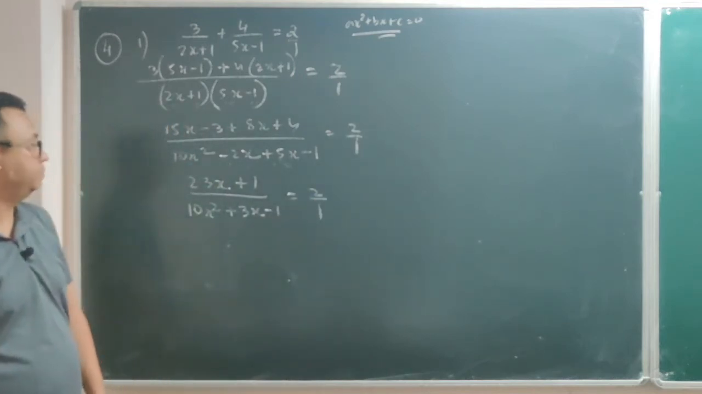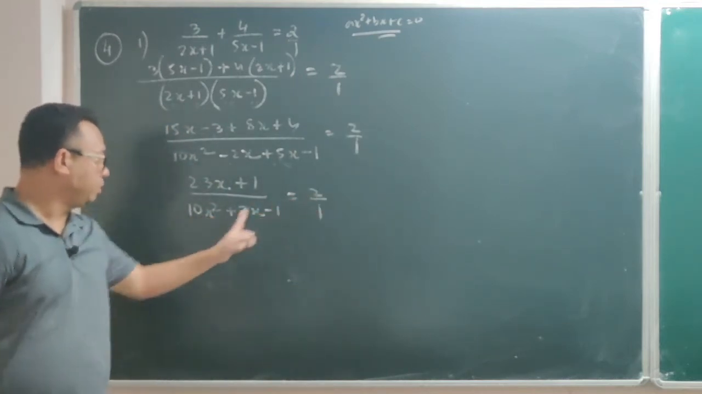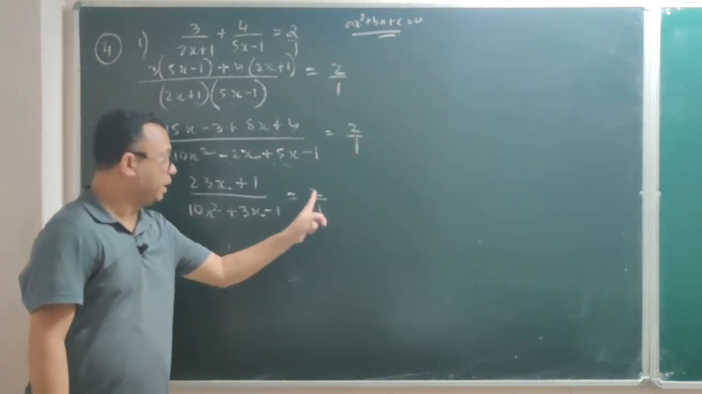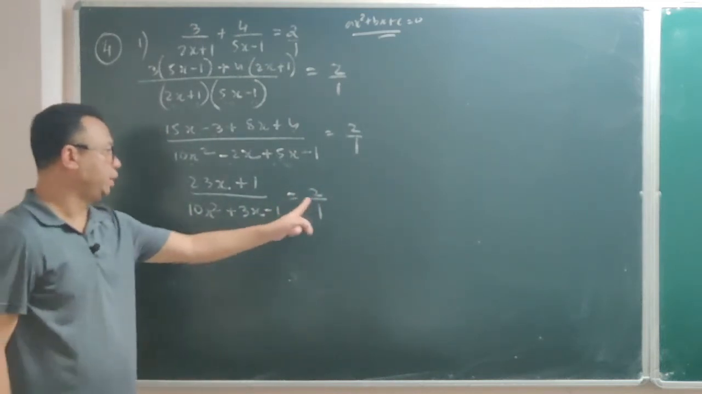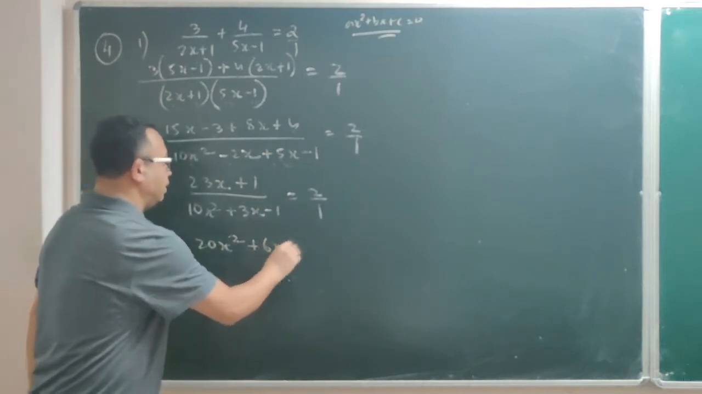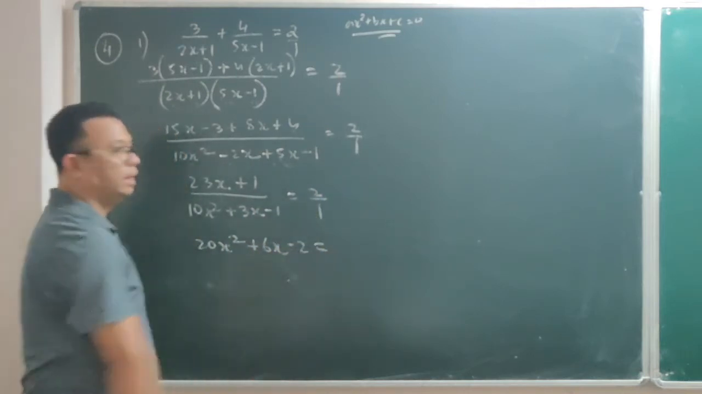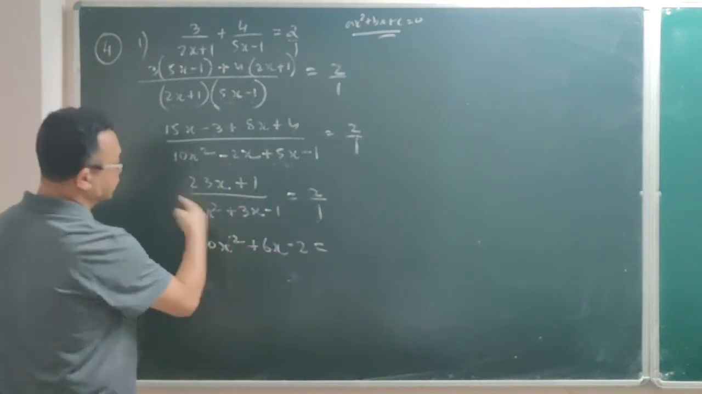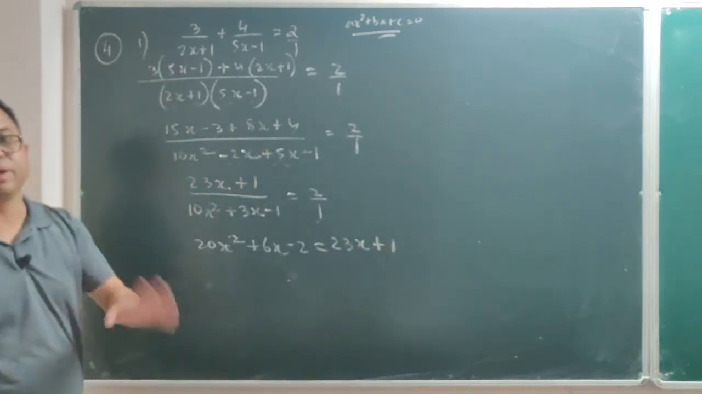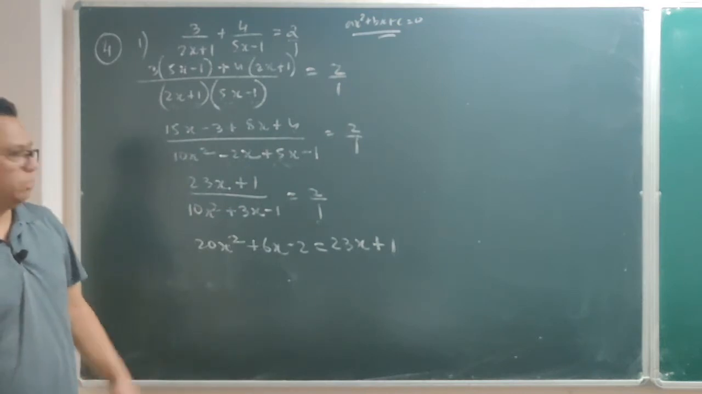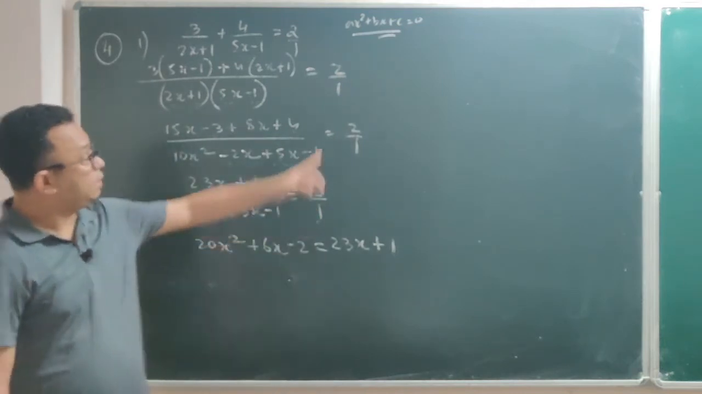Now I will cross multiply. This 2 will multiply this and this will multiply this. So as I multiply now, 2 into 10 is 20x square, 2 into 3 is 6x, and 2 into minus 1 is minus 2, and on the right hand side you have 1 multiplying this, means it is going to remain the same, 23x plus 1. Now see, finally I have removed the fraction. Fraction was creating a problem, so I removed the fraction, but still I did not get it in this form.